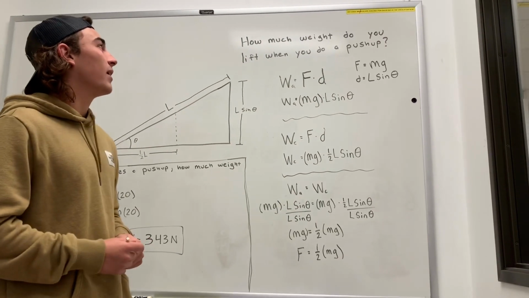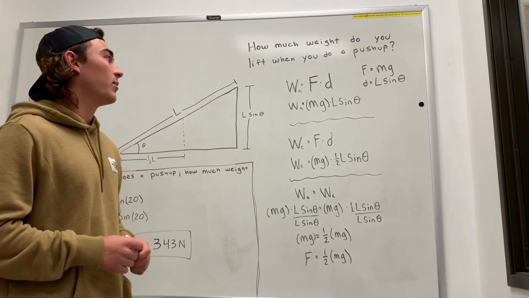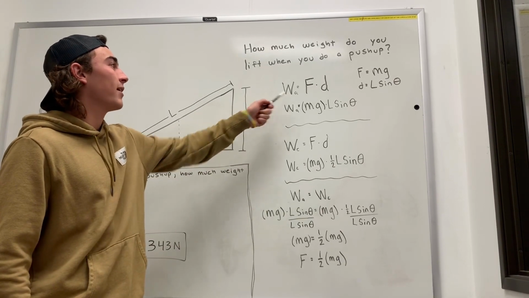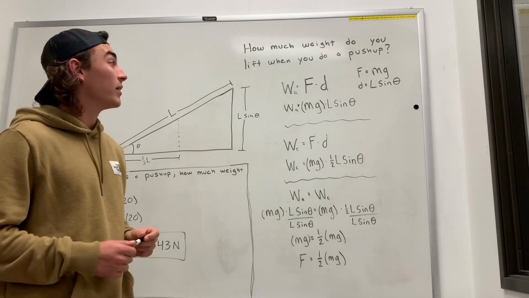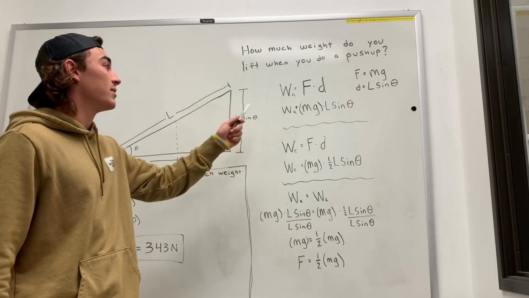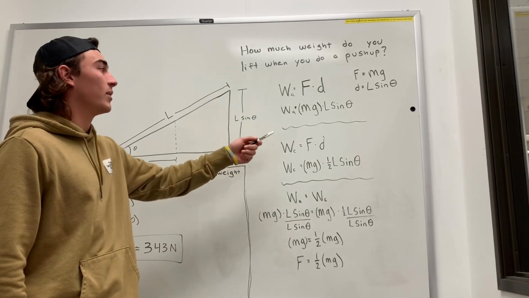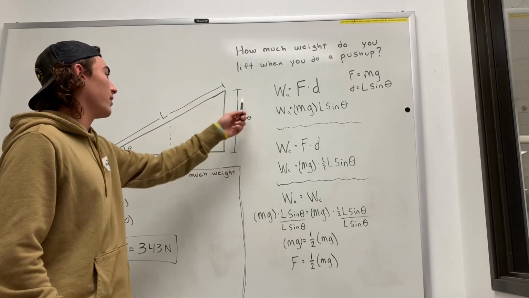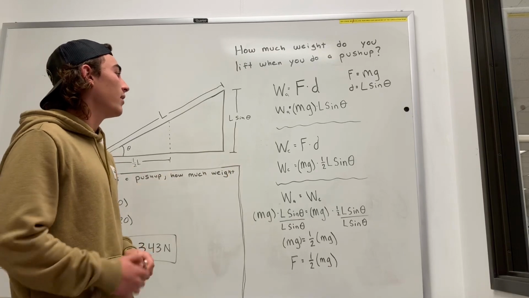Okay, so in order to figure out how much weight a person lifts when they do a push-up, we know we have to find the total work of the arms. So we labeled the work subscript A as the work done by the arms. And we know that work is force times distance, where force is the person's weight, which is mass times gravity, and distance would be what we got here, which is L sine theta.